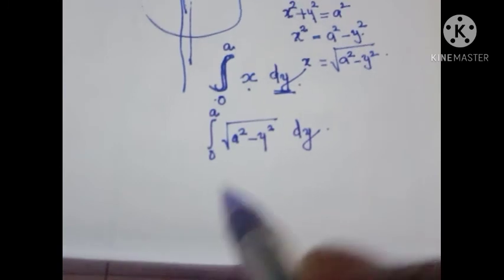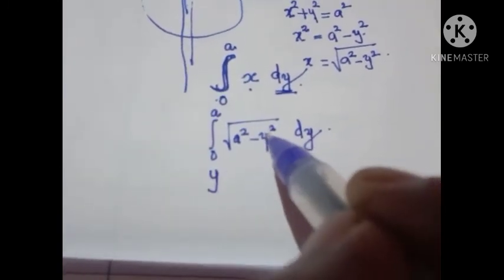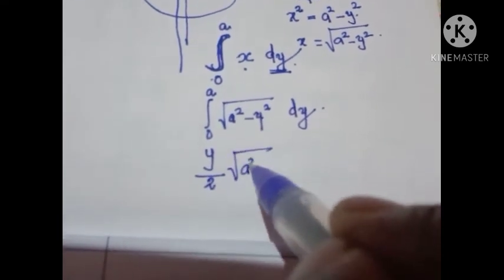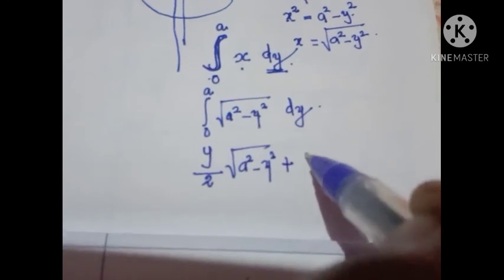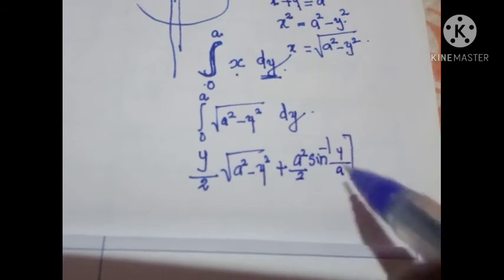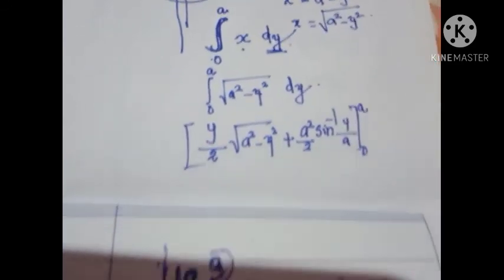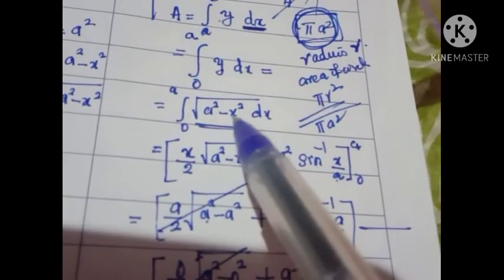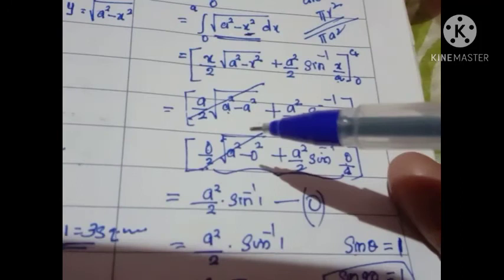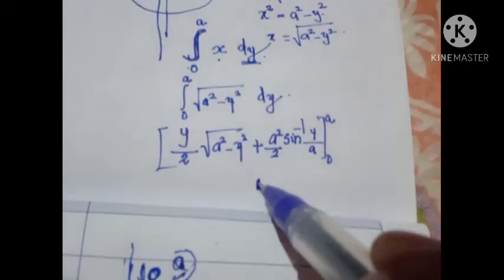Again it is a standard result. What is the result? Instead of x it is y only. That is the difference. So the result is y by 2 into root of a square minus y square plus a square by 2 sin inverse y by a within the limits 0 to a. Here we consider x, but it is y. Only that difference. The simplification is as such. Continue the process, you will get the same answer. Area of the circle is equal to pi a square.